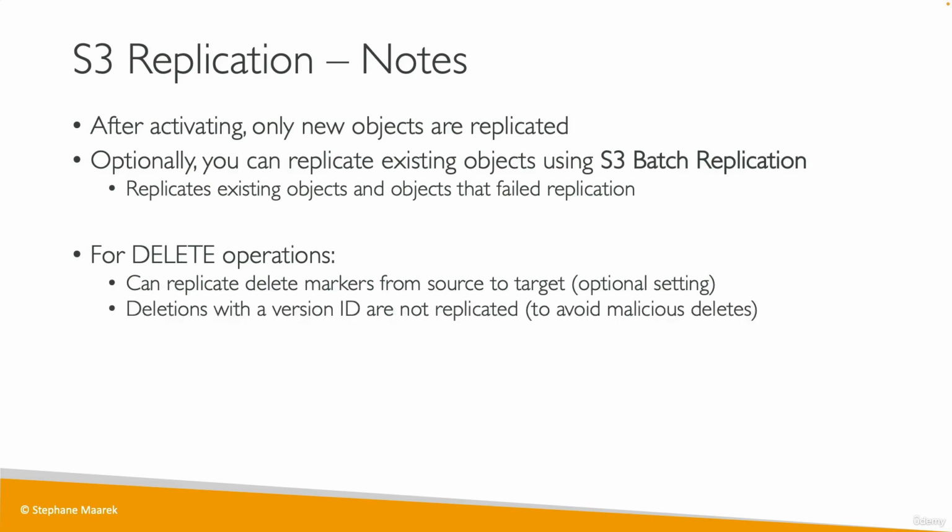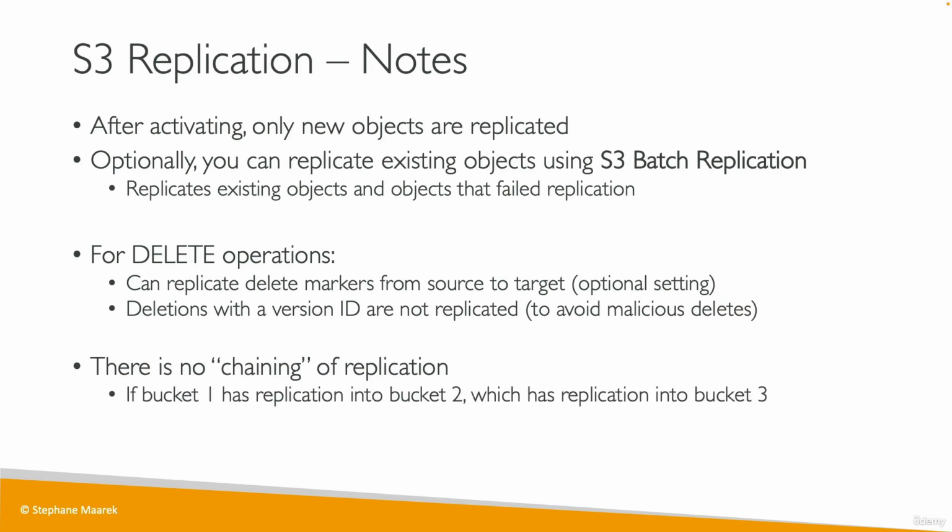And deletions of a specific version ID are not replicated, to avoid malicious deletes and to prevent someone from deleting data permanently in your buckets. And finally, there is no chaining of replication. So if bucket 1 has replication into bucket 2 and bucket 2 has replication into bucket 3, then the objects of bucket 1 are not going to be replicated to bucket 3. Okay, that's it for S3 replication.